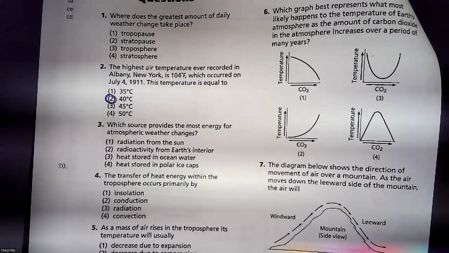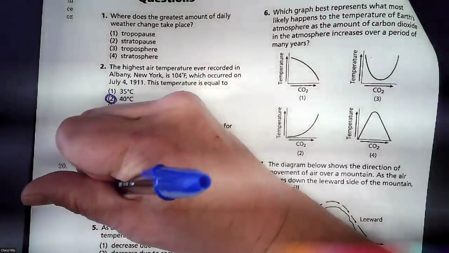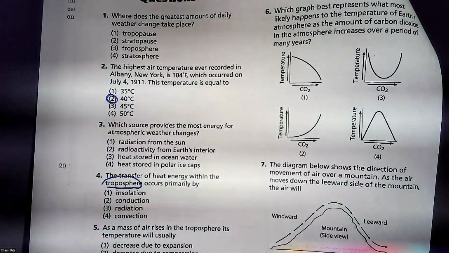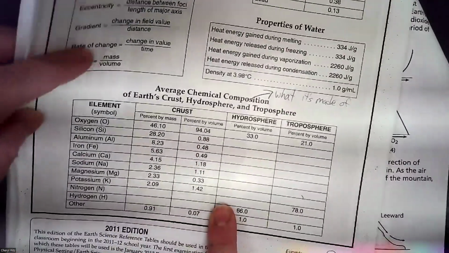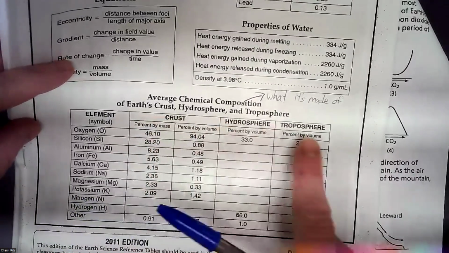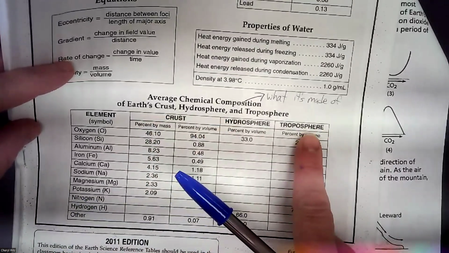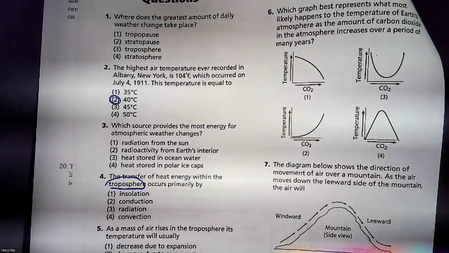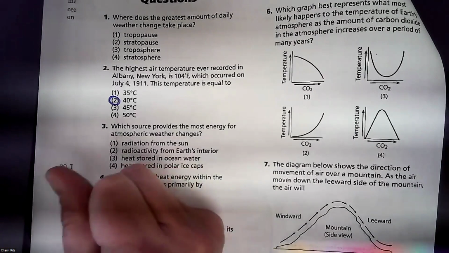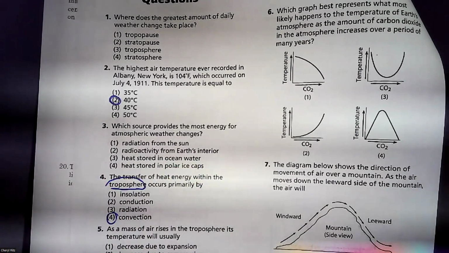Number 4, we talked about it at the beginning of the school year. Remember when we looked at this reference table on the bottom of the front, we labeled the crust as rocks, the hydrosphere as water, and the troposphere was a type of atmosphere, which is the air. As we go up through the troposphere, warm air rising and cold air sinking, that is number 4, convection.